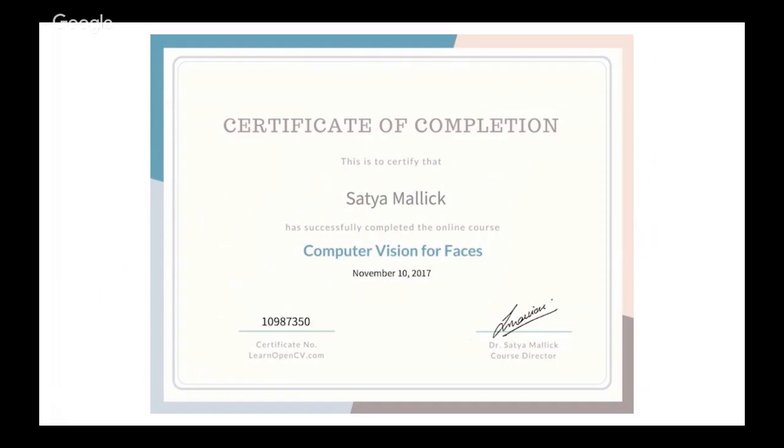But even if you don't win the best project award, you get this completion certificate. If you don't want to participate in the best project award, then there are no deadlines. You can get a certificate even in a year, right? So you have about a year to complete the whole course.